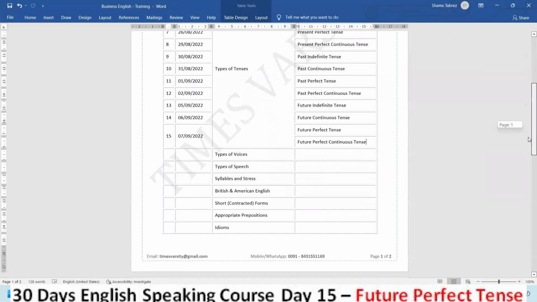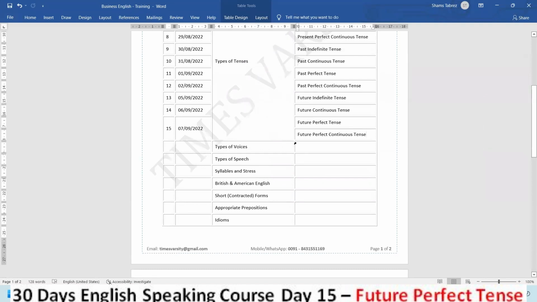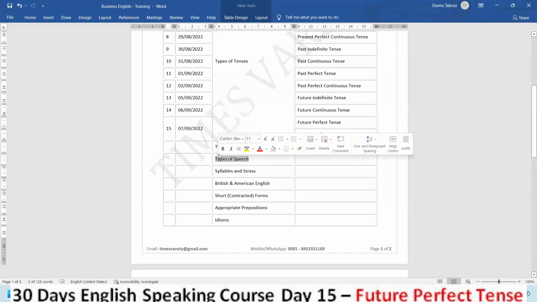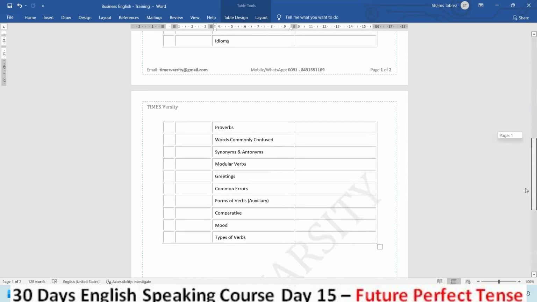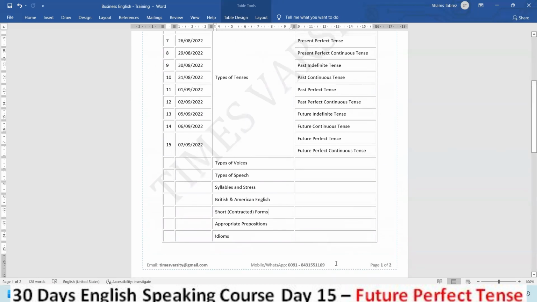Okay, so types of voices. If we understand active voice and passive voice here, then it will be easy to understand types of speeches. Once we are ready with this, we will compare British English and American English, and accent and spelling and all those one by one. Yes, any question before we conclude today's session?